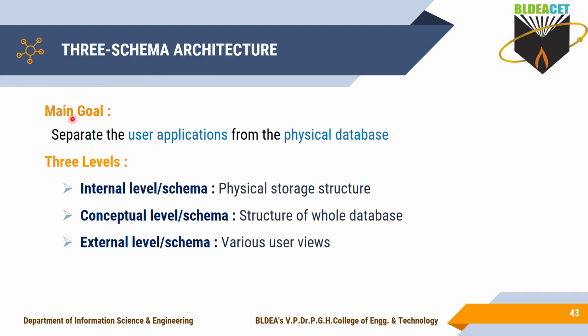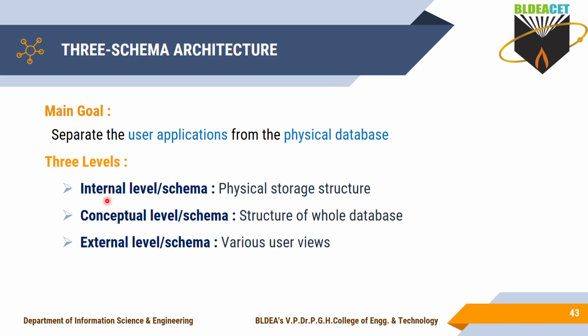The main goal of three schema architecture is to separate the user applications from the physical database. Usually physical database means the database actually stored in the back end, and the user application is in the front end. To separate these two, you follow the three schema architecture. And this three schema architecture contains three levels. First one is internal level, next one is conceptual level, and third one is external level.